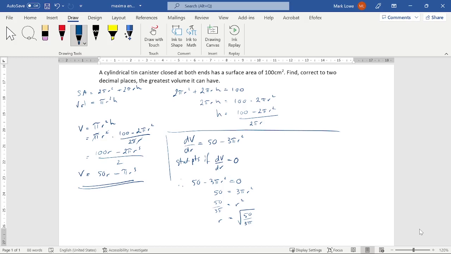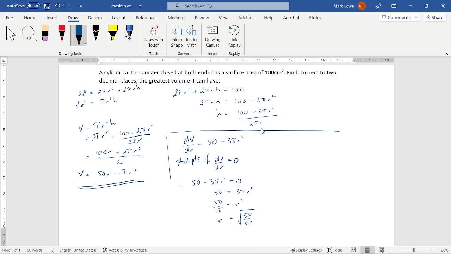Okay, so solving for r, we can see we've got the square root of 50 over 3 pi. There's very little point in doing a plus or minus there, because a negative radius is not going to be very relevant. So we've got the square root of 50 over 3 pi, and again, we need to just confirm that it's a maximum. So what we can do is differentiate again.